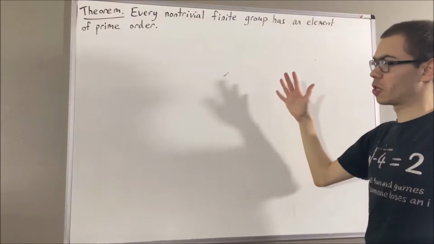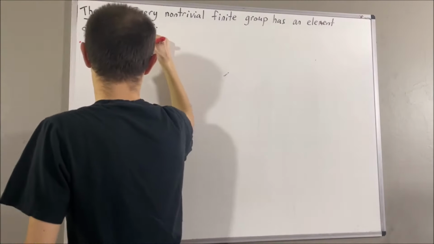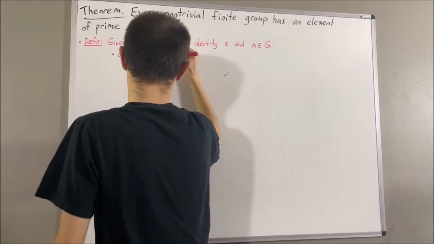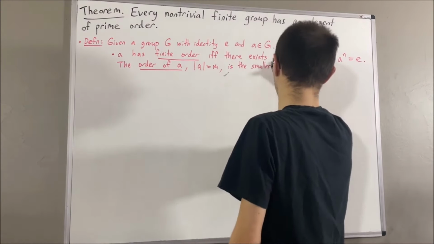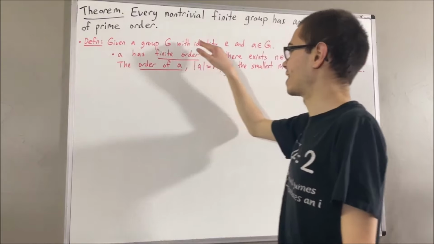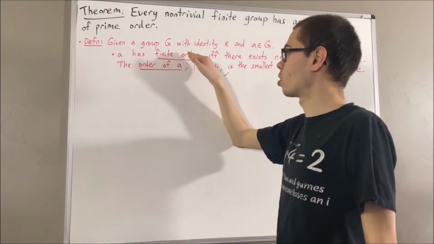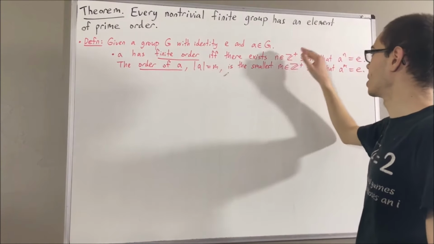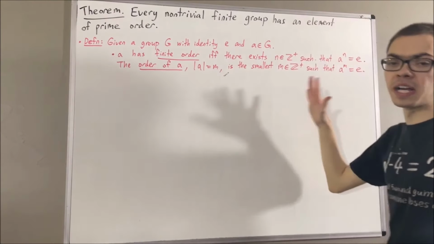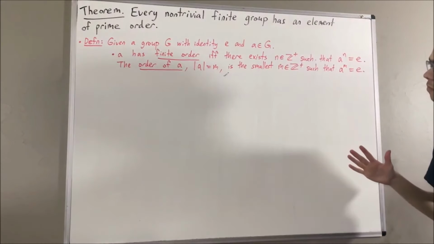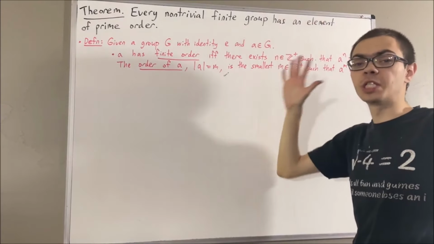Now, let's also remind ourselves of the notion of the order of an element of a group. Given a group G with identity element e, and given a is an element of G, we say a has finite order if there exists a positive integer n such that a to the power of n is equal to e. The order of a is the smallest positive integer with this property. Now, we have proven if G is a finite group, then every element of G has finite order.